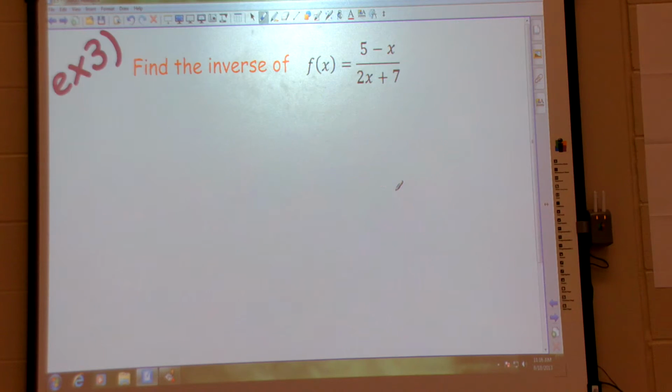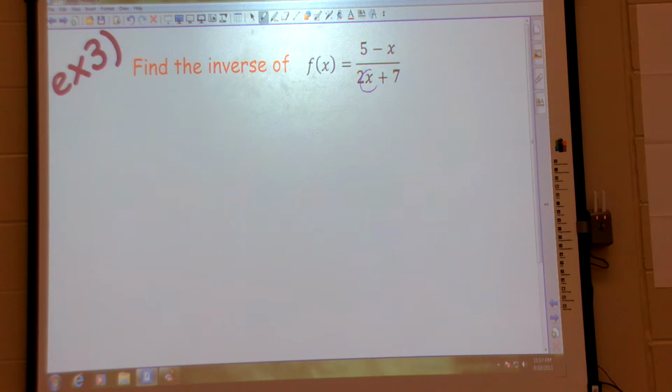Let's do another one. Find the inverse of f of x equals (5 minus x) over (2x plus 7). So we did these last year. It's very important that we still remember this process this year because we're going to get something called implicit differentiation, which uses this exact same process.